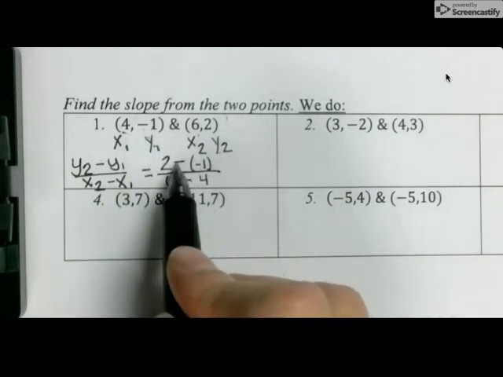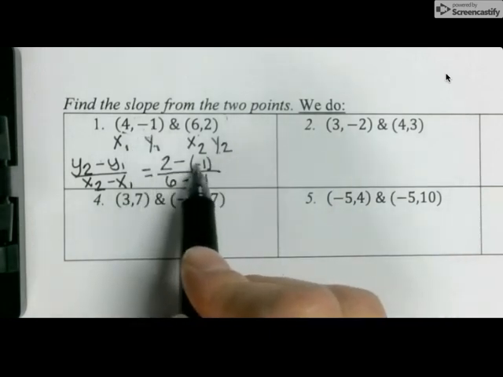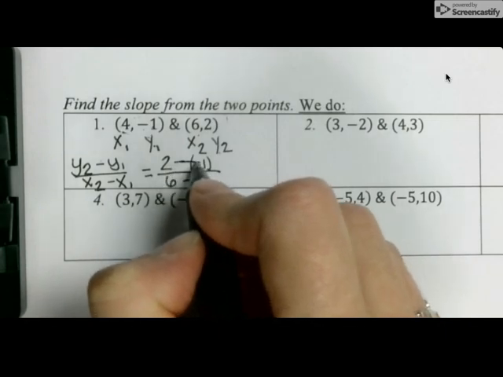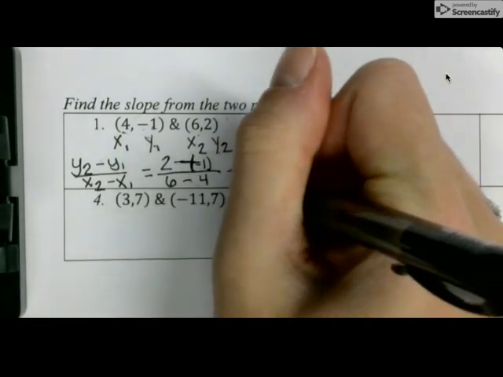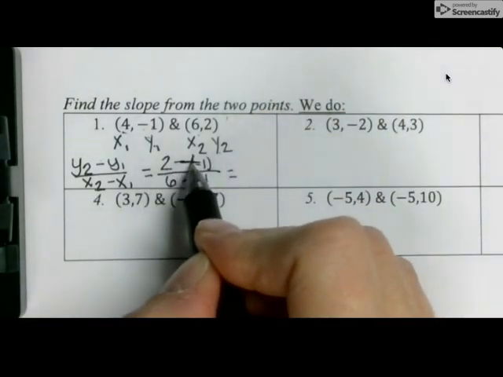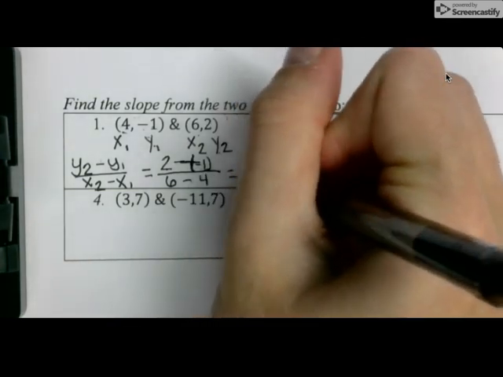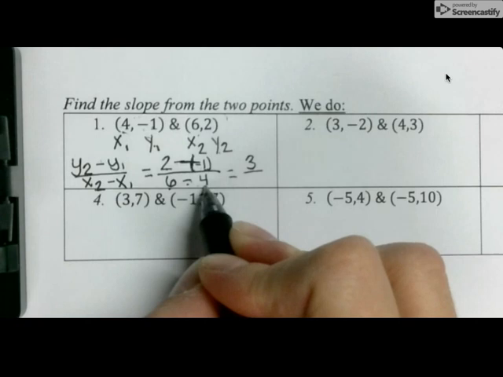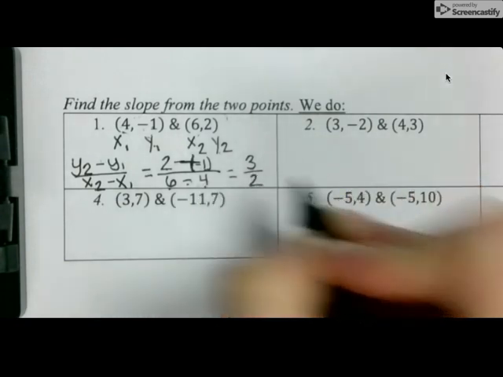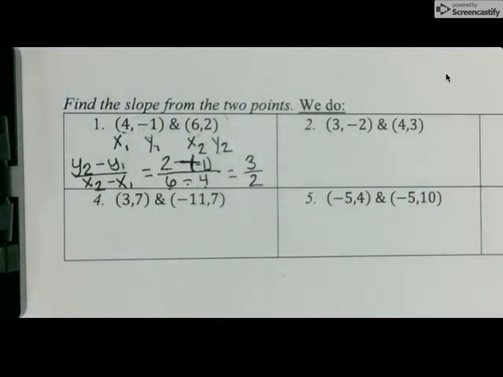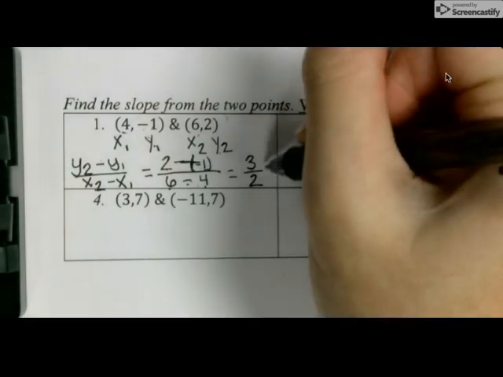What happens when you have two negatives next to each other? Needs to change to a positive. So on the top, I have 2 plus 1, which equals what? 3. 6 minus 4, which equals 2. Can that fraction be reduced? Nope, that's my slope.